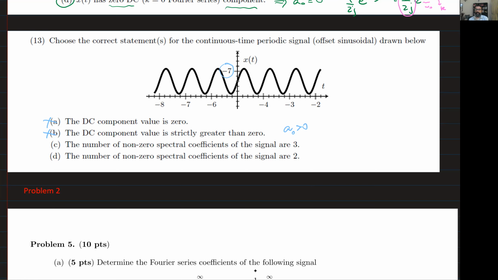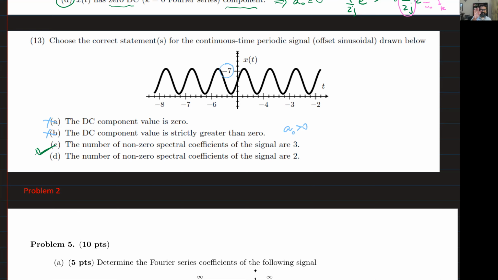Right, so Daniel was saying that it was C. Yes, sir. Daniel, what do you think? Why not? C is true. Sir, sin has two, right? Yeah, exponentials, one positive omega and one negative. Good. And one that is the offset, A0. Good, excellent. Right, so this is true.